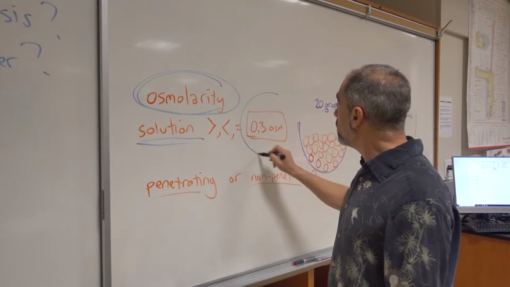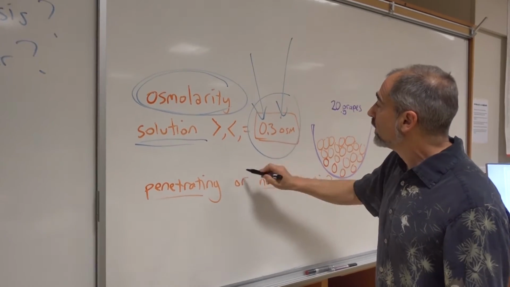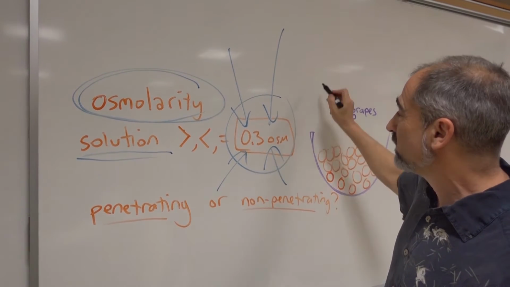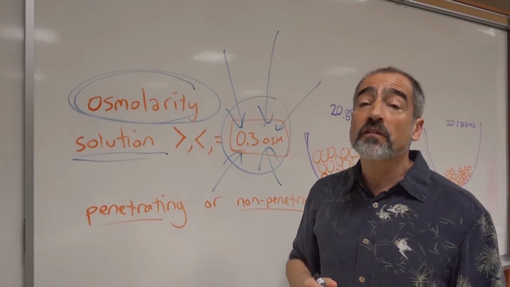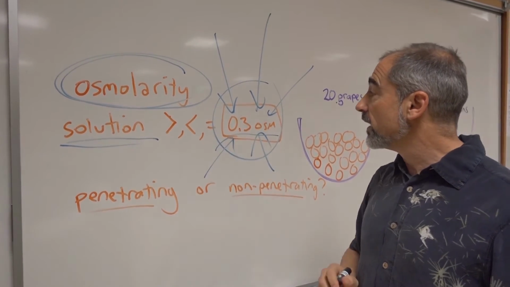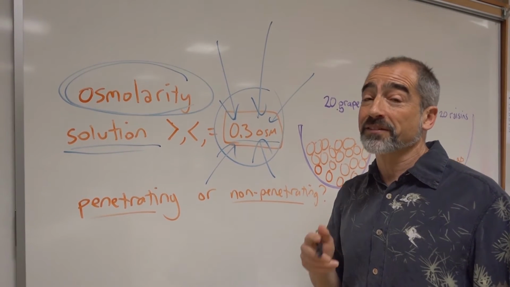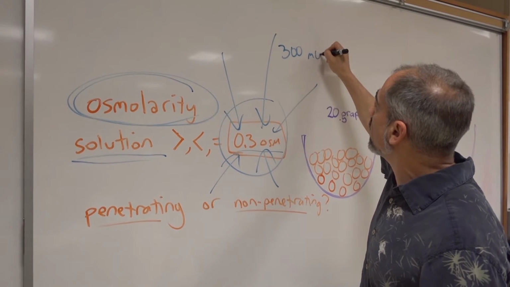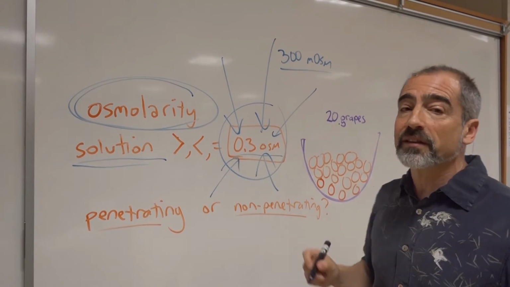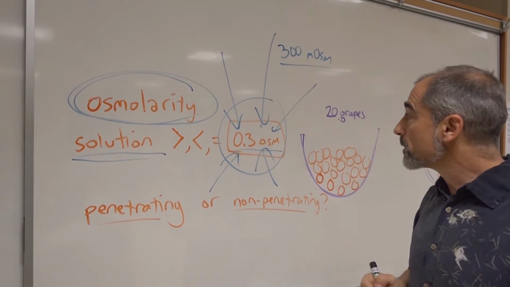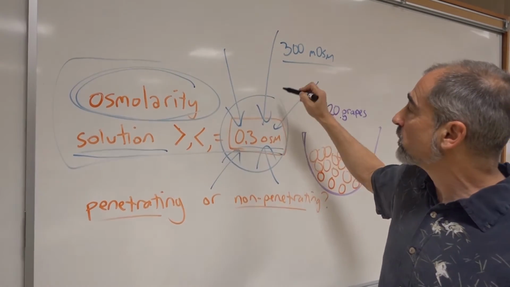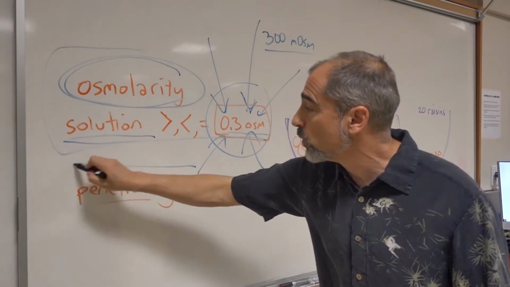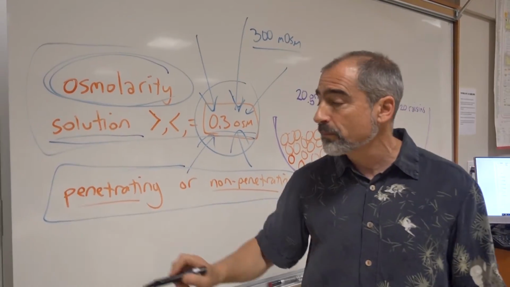And then you also have to remember that in most cells, most of your physiological fluids have an osmolarity of around 0.3 osmolar, or you could also say 300 milliosmolar. Obviously, those are the same thing. So that's one thing. For each of the solutions, you have to think about osmolarity. But another important thing is you have to think about whether the solute is penetrating or non-penetrating.